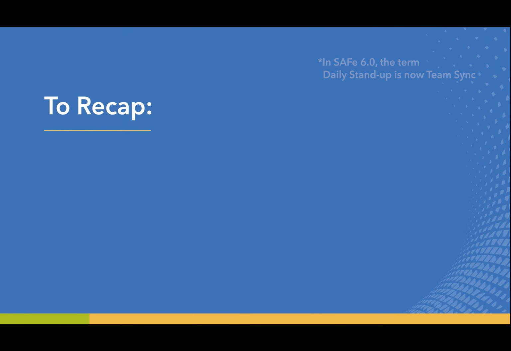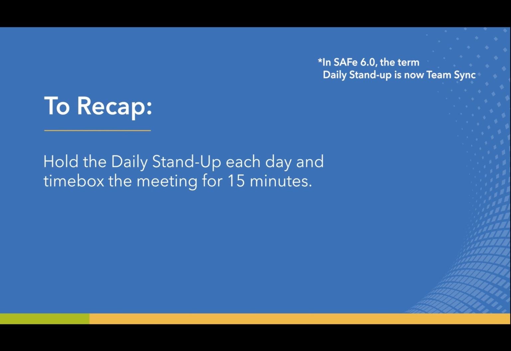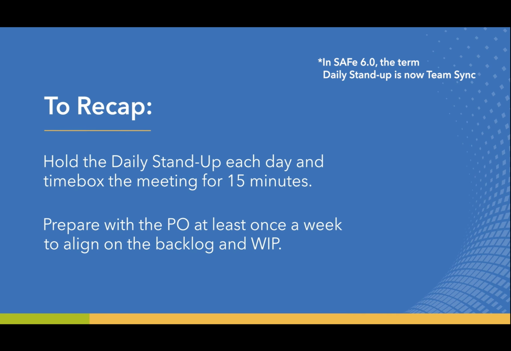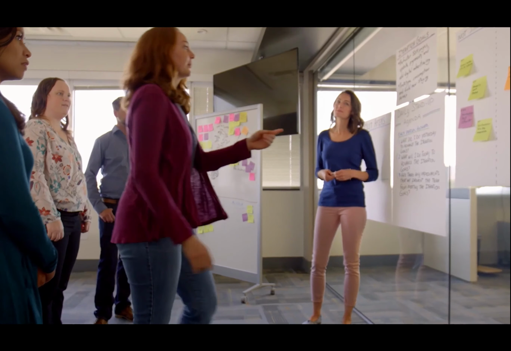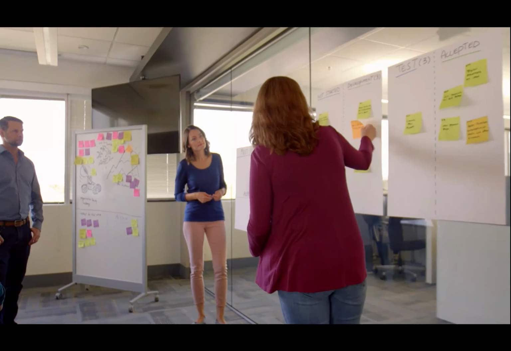To recap, hold the daily stand-up each day and time box the meeting for 15 minutes. Prepare with a PO at least once a week to align on the backlog and WIP. Have the team members update the team on their work and identify any blocks or impediments that are keeping them from completing their user story. Use meet-afters to facilitate longer conversations that might include the full team or only a few members.